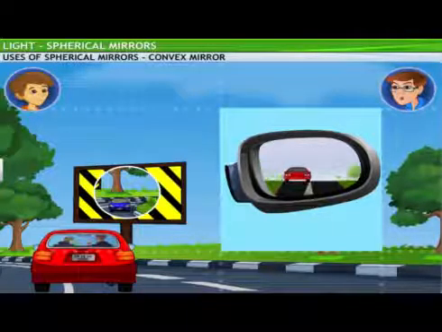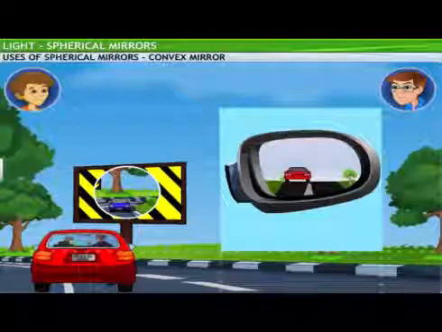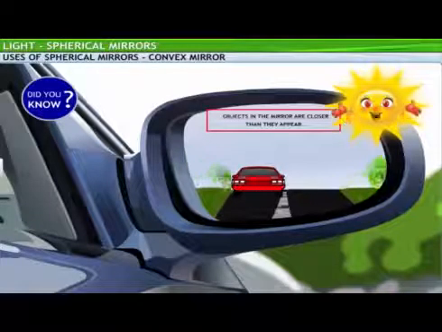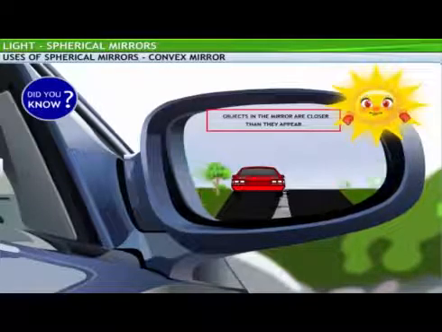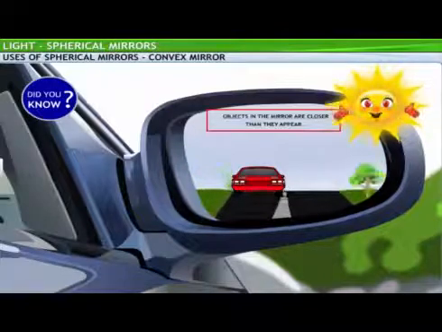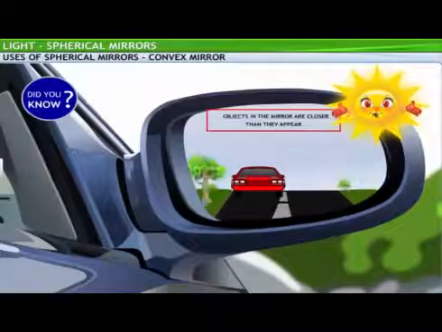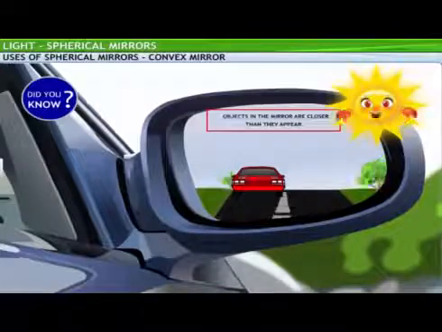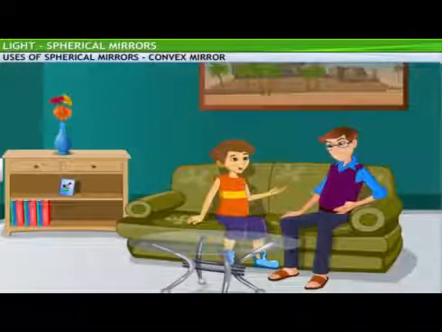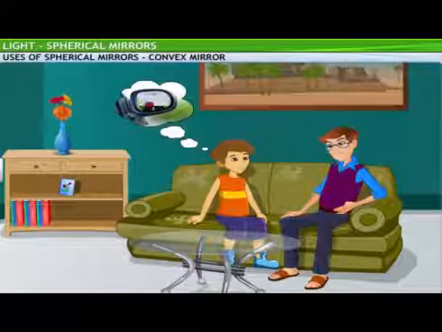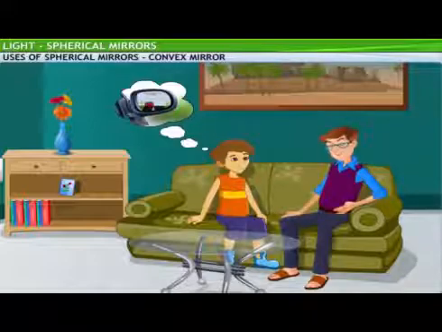Car manufacturers use convex mirrors as rear view mirrors in cars. Did you know? Convex mirrors tend to distort the perception of distance. It is for this reason that most rear view mirrors are labeled with a safety warning: Objects in the mirror are closer than they appear. This is really interesting. I had no idea that we use convex mirrors all the time. Yes, it happens. We often fail to notice things around us.